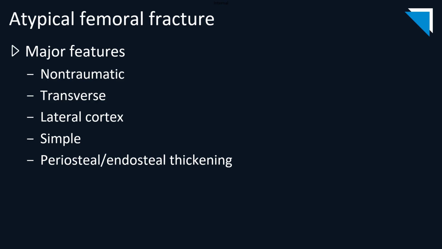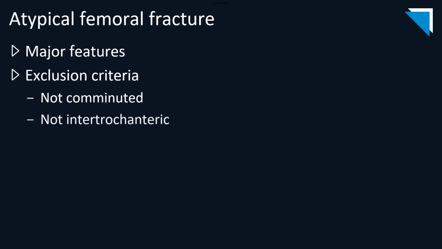4 of these 5 major features must be present for a diagnosis of atypical femoral fracture. Exclusion criteria include a lack of comminution. You can see there is some redundancy here. These fractures do not involve the femoral neck or intertrochanteric region. There is no underlying bone lesion or bone disease, and they cannot be periprosthetic.